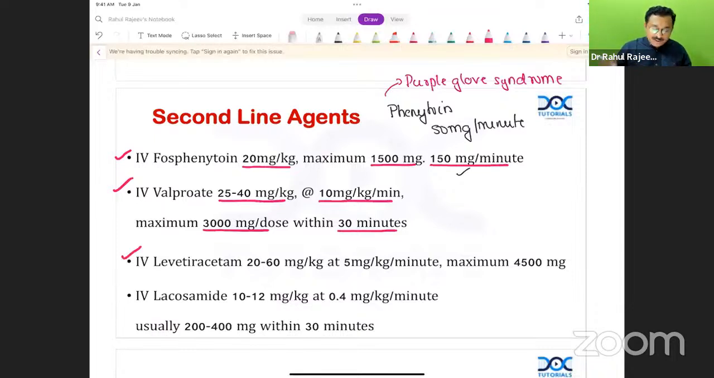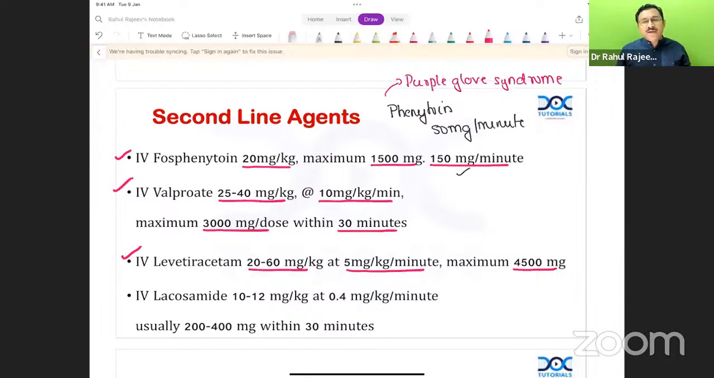Then about IV levetiracetam at a dose of 20 to 60 mg per kg at a rate of 5 mg per kg per minute and a maximum dose of 4500 milligram. So levetiracetam has relatively a broader range. Okay. So I usually give it somewhere between 30 to 40 mg per kg.